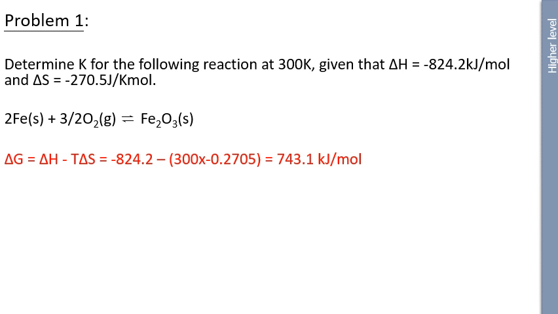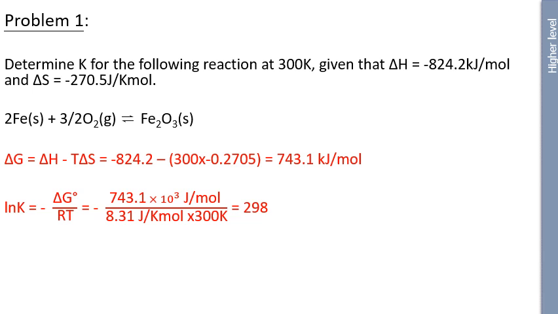Right, so the first thing you should see is that we'll need to have a value for delta G. Okay, so delta G is going to be delta H minus T delta S, which if you plug in the numbers will give you a value of 743.1 kilojoules per mole. Okay, so that's going to be a positive value too.